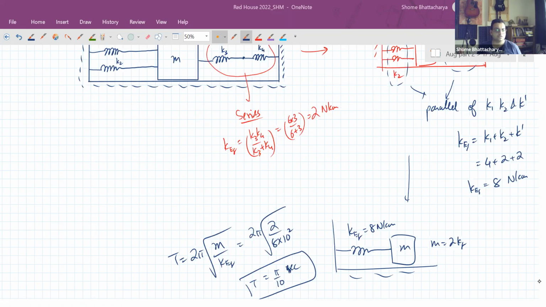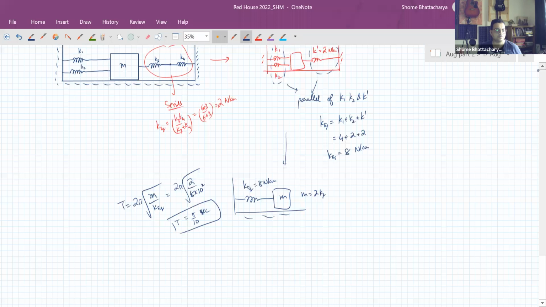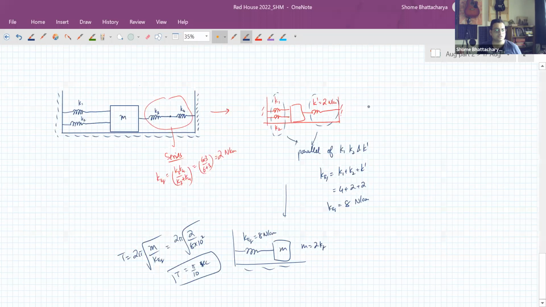Now the next level of question is when we have an arrangement of springs where you cannot reduce it using series and parallel. I hope all of you are clear with the series and parallel equivalent concept of springs. If you have a series combination of springs, you use the formula that 1 upon K equivalent becomes 1 by K1 plus 1 by K2, for whatever number of springs are in series.